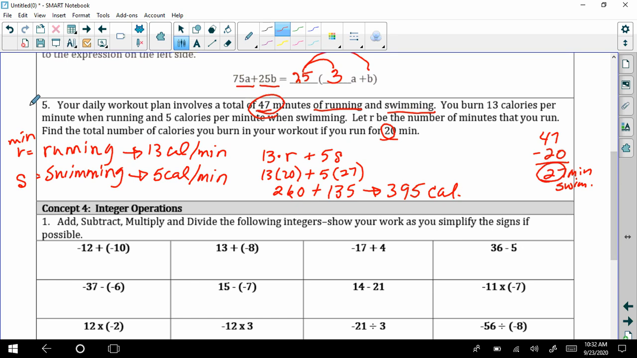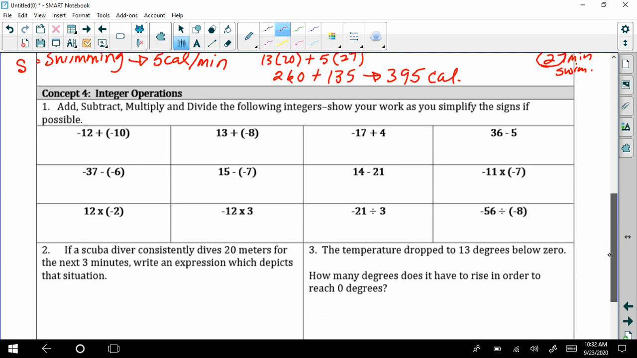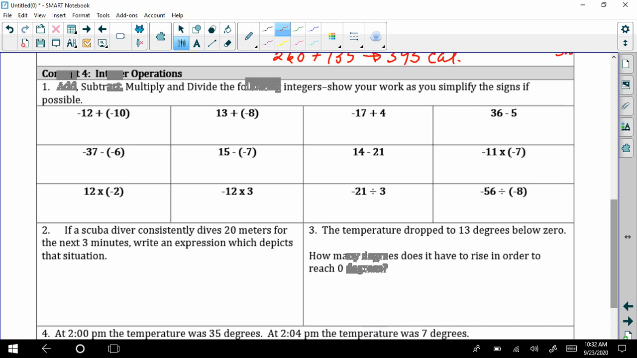Again, this is a level 5, so this is application. This is where you're getting your A. Concept 4, integer operations. So on the top part, you have quite a few of them, but it's your add, subtract, multiply, and divide with your integers. And then I start doing some concept-based information after that.